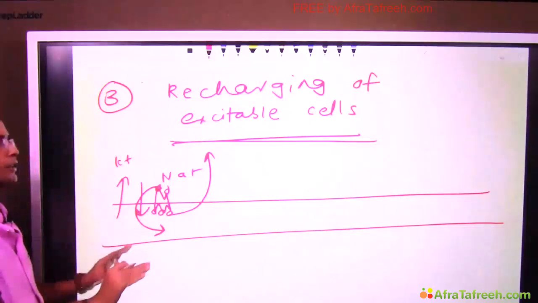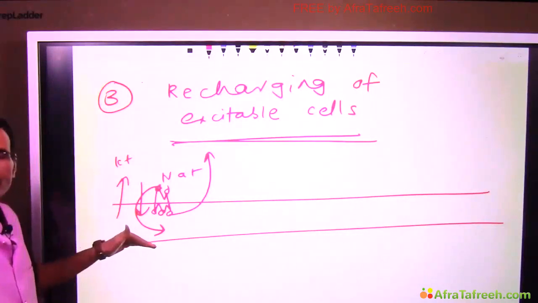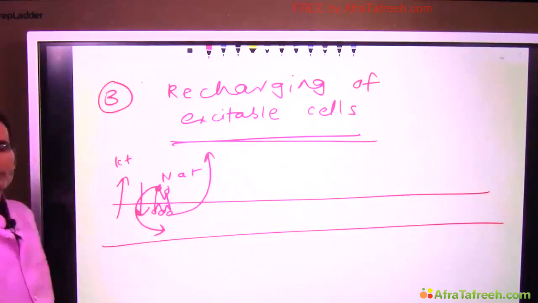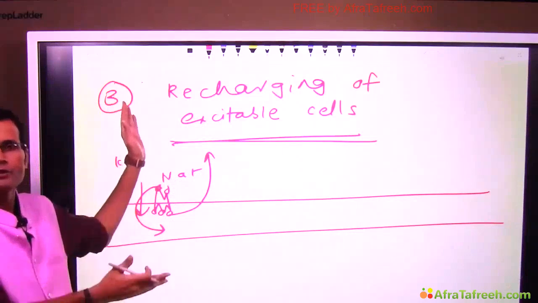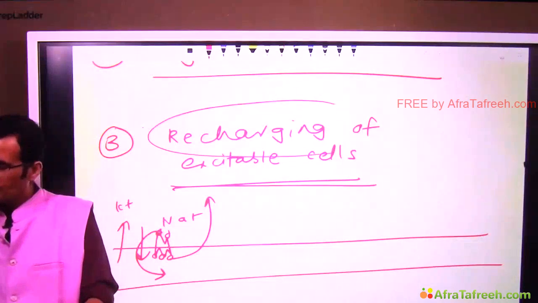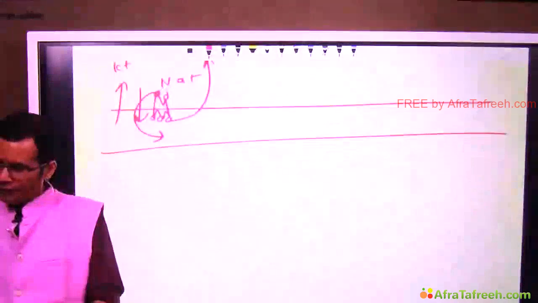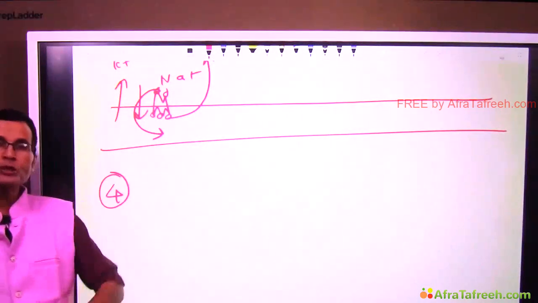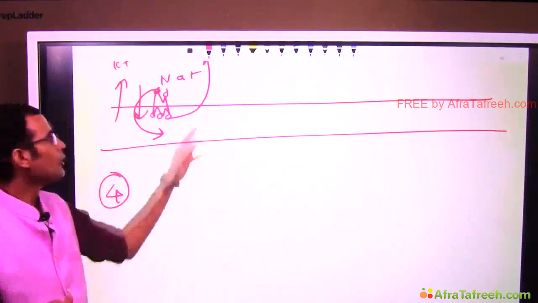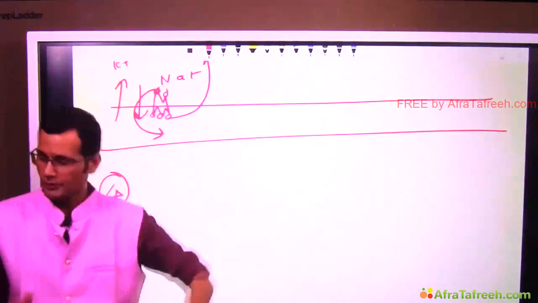So to avoid that, after every impulse, whatever sodium has come in for depolarization will be sent out by the sodium potassium pump, and whatever potassium has gone out for repolarization is brought back in, and that process is called recharging. Just compare it with the cell phone which I told you just now. After every impulse, the sodium potassium pump has to recharge. And what is the meaning of recharging? Re-establishing the concentrations of sodium and potassium which have moved during the impulse.